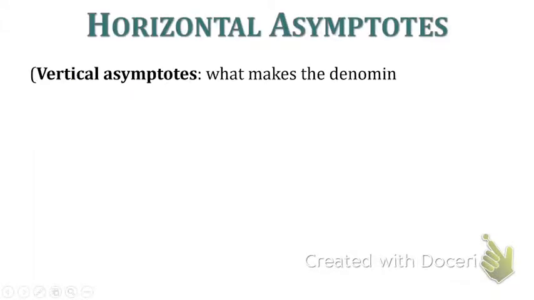So, vertical asymptotes are what makes the denominator equal to 0. We can't get a 0 in our denominator because then our function is undefined. So it's a vertical asymptote because our function cannot be defined there.